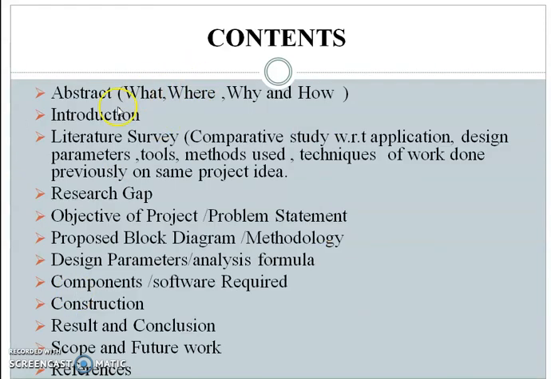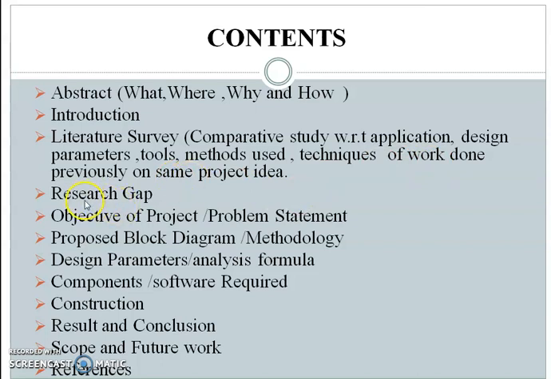These are the contents to be there in the project presentation. First is abstract. Here it is nothing but what the project idea is, where it is used, why it is used, and how it is used. Next is introduction. We will see what points to be covered under the introduction. Then we have literature survey. It is nothing but a comparative study with respect to the application, design parameters, tools used, different methodologies used for the techniques, and work done by previous authors on the same project idea.